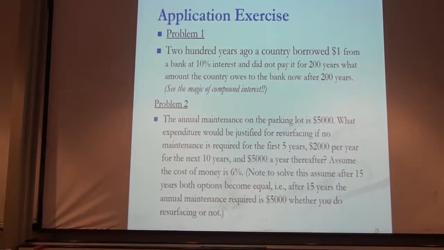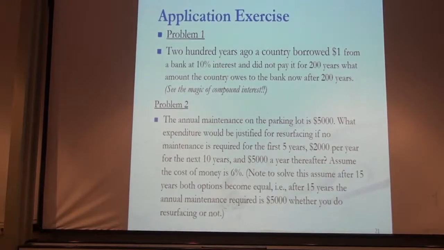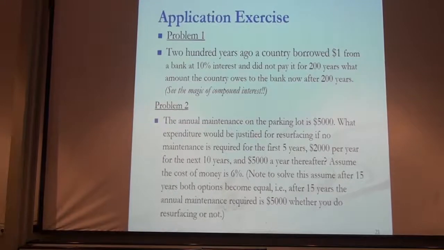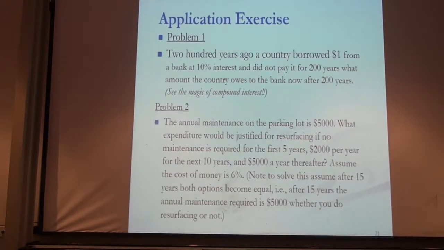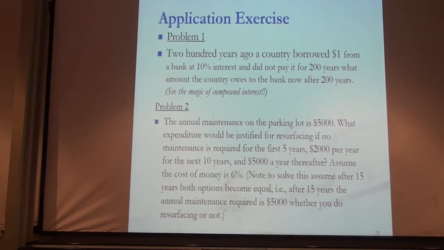Now see problem number 2. Problem number 2: the annual maintenance on the parking lot is $5,000. What expenditure would be justified for resurfacing if no maintenance is required for the first 5 years, $2,000 per year for the next 10 years, and $5,000 a year thereafter? Assume the cost of money is 6%. There is a hint given. Note to solve this, assume after 15 years, both options become equal.